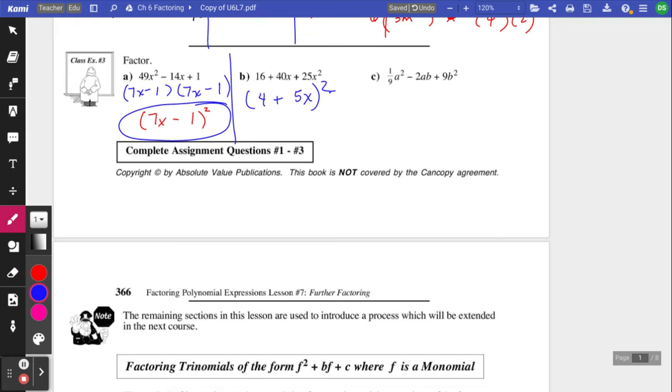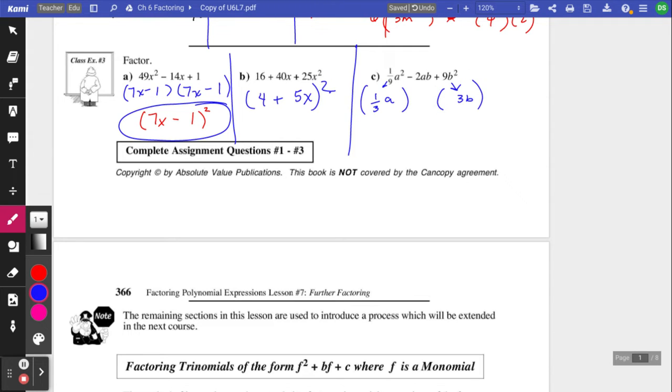It will work. Okay, how about letter C? Is that a perfectly square trinomial? Yeah, I don't like that one very much, do you? How come? Because of the 1/9. Well, is there a square root of 1/9? It's 1/3. So let's just write this down and double check. 1/3 A. Is there a square root of 9B squared? 3B. Okay, what would happen if you took 1/3 A and multiplied it by 3B?